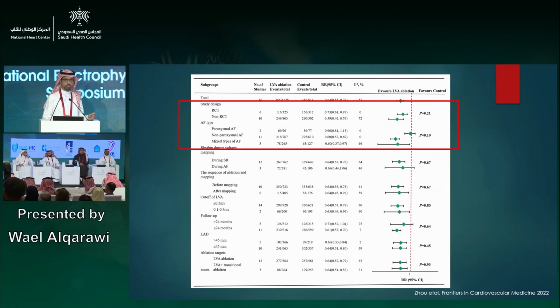This is mostly seen in non-paroxysmal atrial fibrillation, and I'll talk about that later, but it appears that in paroxysmal atrial fibrillation, triggers are the most important aspect of the pathophysiology, whereas when you progress to non-paroxysmal, you get more of the substrate and modulators.